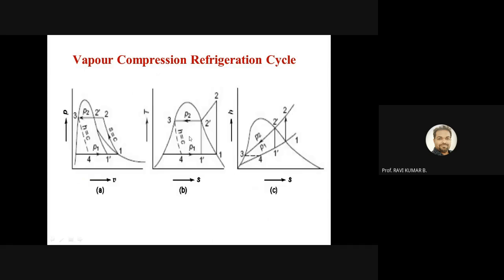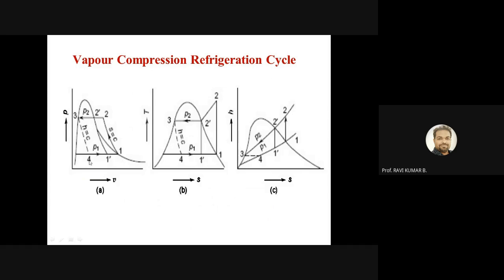So if we draw this over the properties diagram, we can draw three types of diagrams: pressure versus specific volume, temperature versus entropy, and enthalpy versus entropy. One by one we'll see. So this is the pressure versus volume diagram. It usually follows this kind of vapor dome.